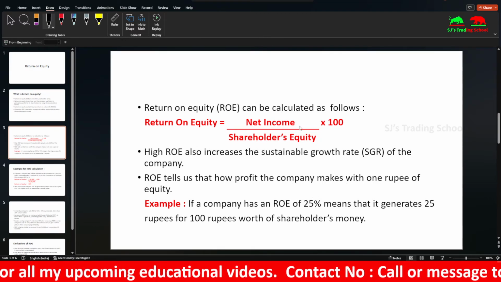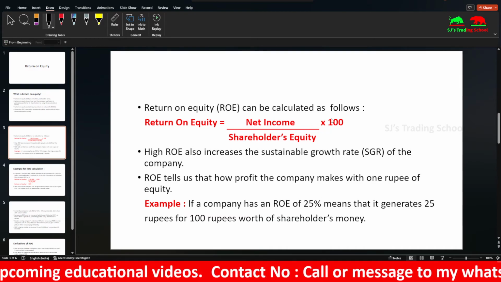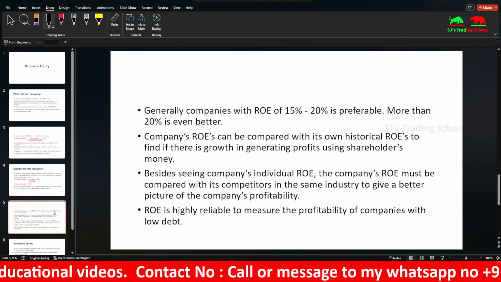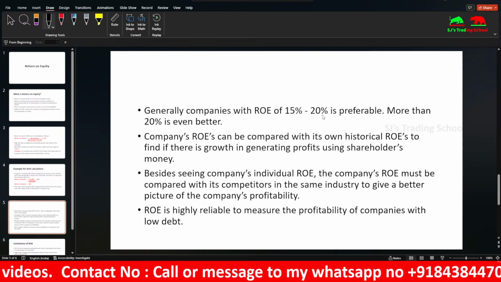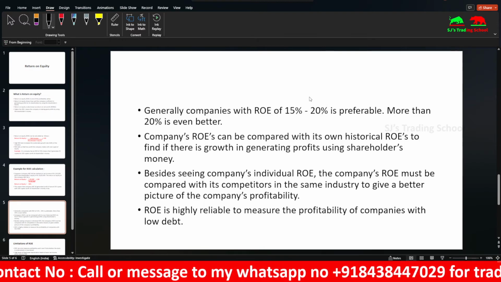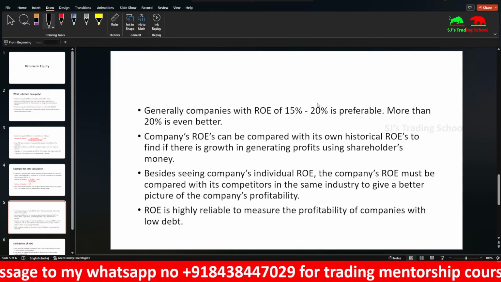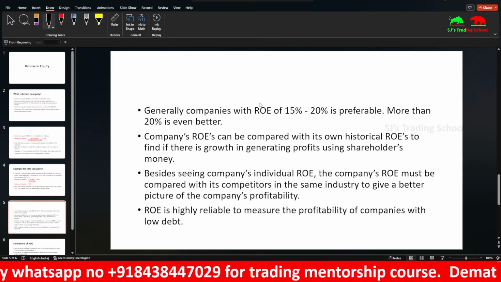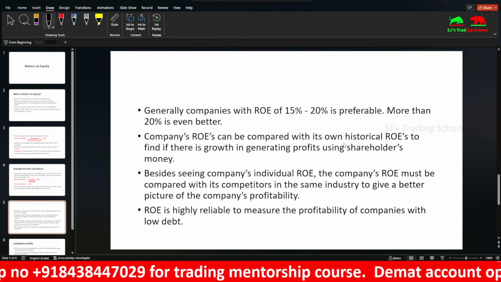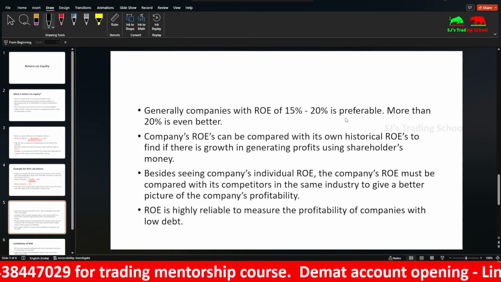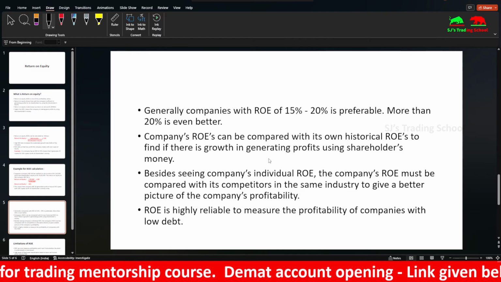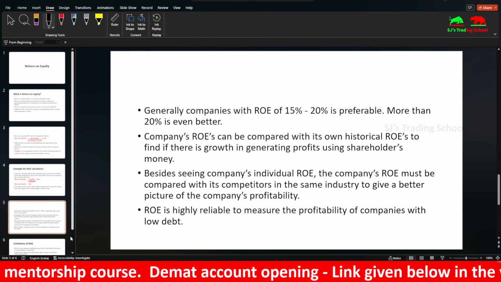The formula is this: times 100 percentage. Since it is in percentage, it is multiplied by 100. So 15 percentage to 20 percentage is preferable. You can visit websites like screener.in, Markets Mojo, Investorlo, or Trendlyne and watch these things. More than 20 percentage is even better. You can compare with historical ROEs and compare the growth, or you can compare with other companies and select your stocks. So that's it.